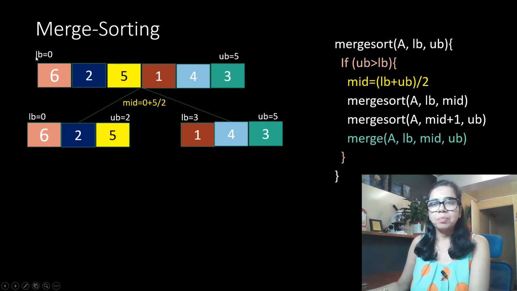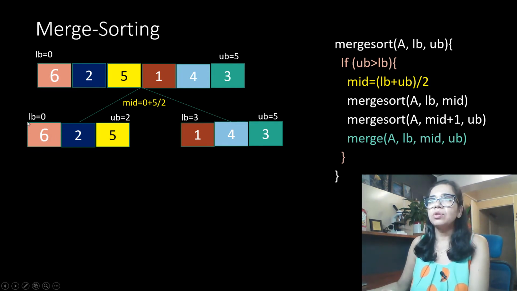So we will start by splitting this array into two equal halves by finding a midpoint. You find the midpoint by adding the lower bound plus the upper bound and dividing that by 2. Then you split the array into two subarrays, or two sublists.